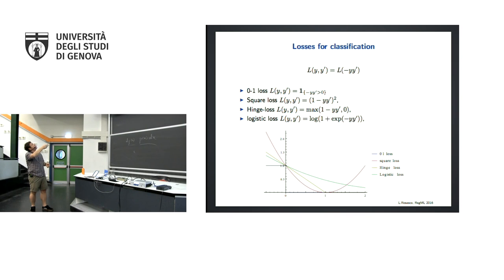So what you typically do is that you try to replace this with another loss function, which is going to be convex and an upper bound. Okay? So one way is to say, how about I take something which is linear?